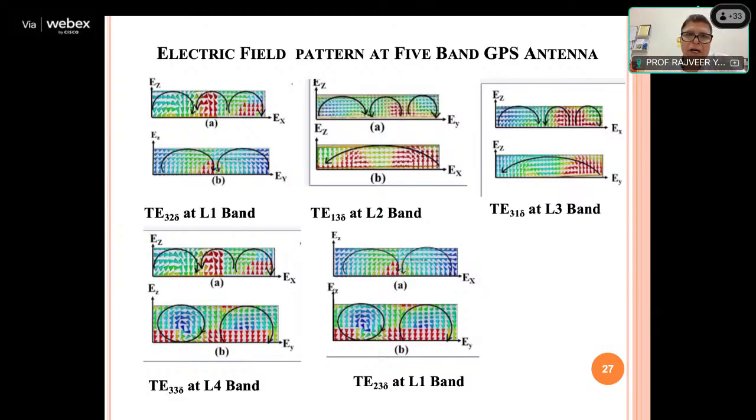So depending on the E field pattern plotted, we will be able to interpret how many half-wave variations there are in a particular direction, either in the X direction, the Z direction, or the Y direction. The number of half-wave variations represents the number of modes existing along that particular length. Maybe A is X, B is Y, and D is Z.